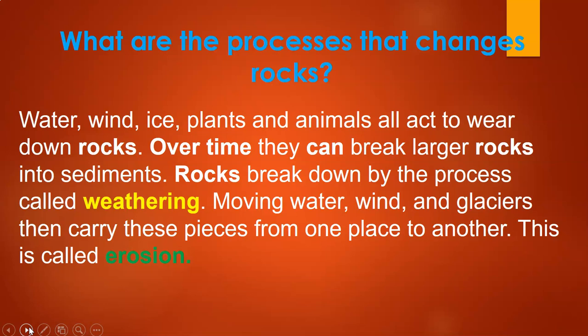Rocks break down by the process called weathering. Moving water, wind, and glaciers then carry these pieces from one place to another. This is called erosion. So there are 2 processes involved in the changes of rock. One is weathering and the other one is erosion.